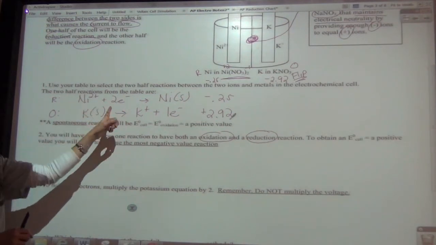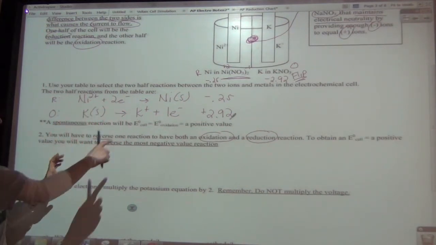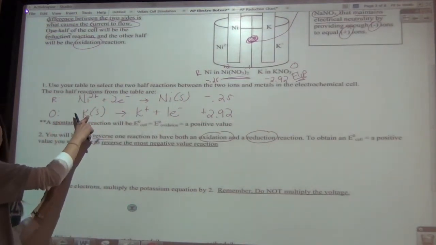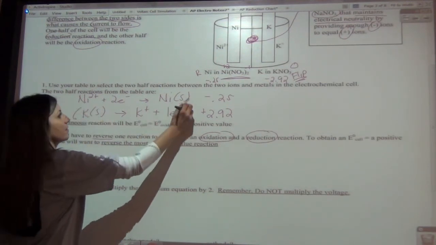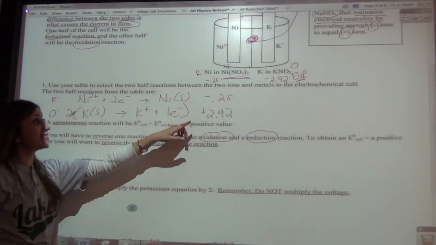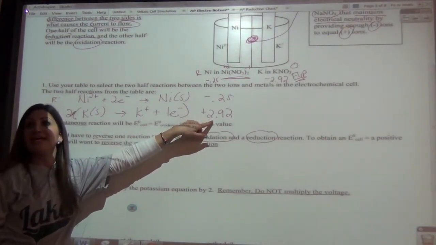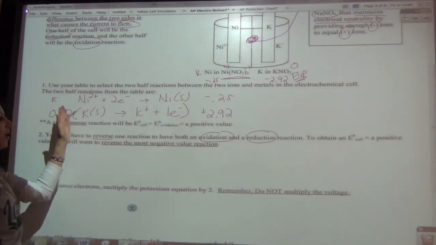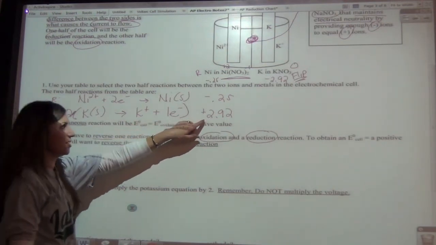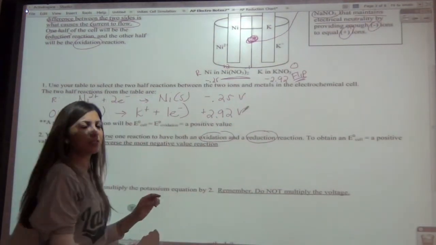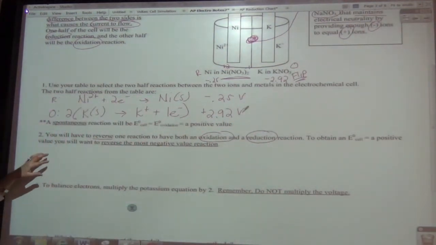Well, you might look at this and say, wait a minute, what do you have to do to this reaction? Multiply by 2. But what did we say about this? It doesn't change. So even though we're multiplying it by 2, it actually does not change your voltage. Your voltage is still the same. Okay? So now let's come down.